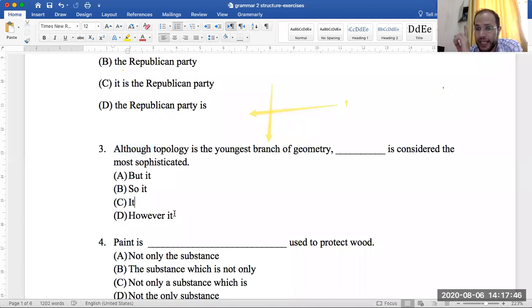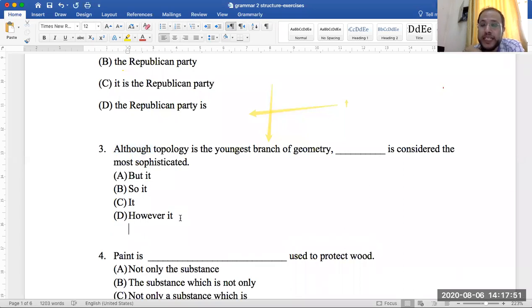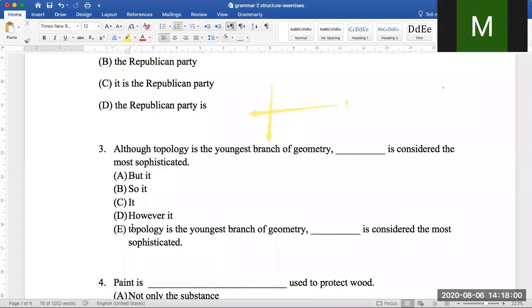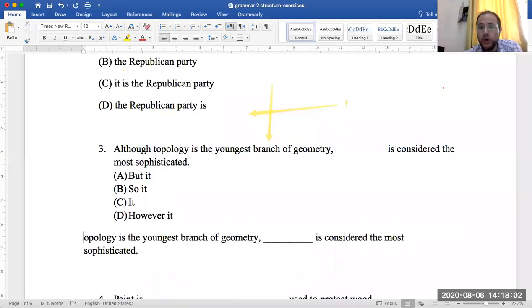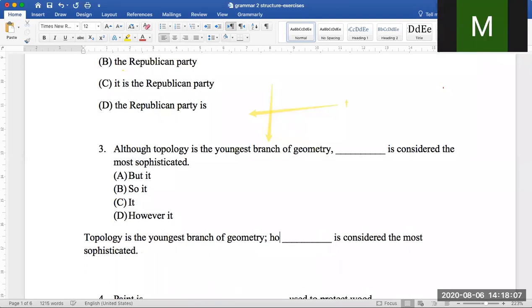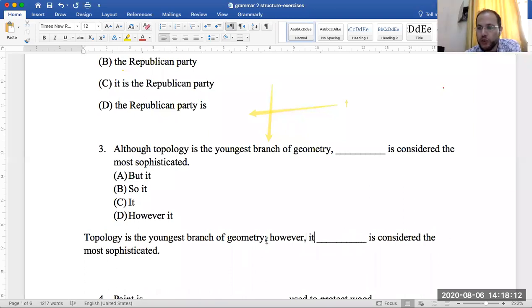It is. Now notice this. If you want the right answer to be D, look at this. If the right answer is D, this is the sentence. Look at this. No although, and semicolon, however it is. Or if you don't want to use a semicolon, full stop, capital H for however. So this way you can use however.